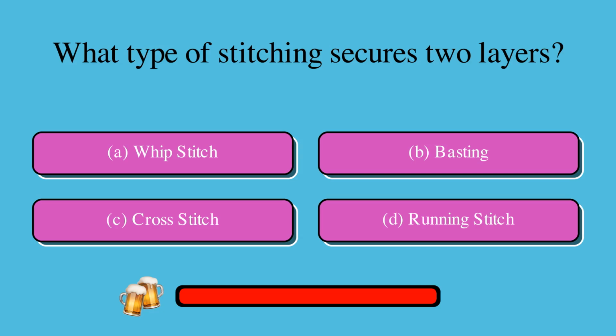What type of stitching secures 2 layers? Is it A, whip stitch, B, basting, C, cross stitch, or D, running stitch? The correct answer is B, basting.